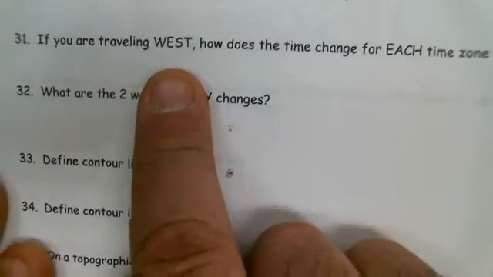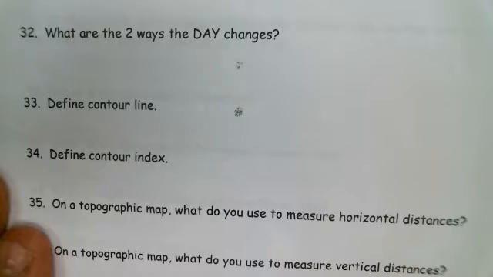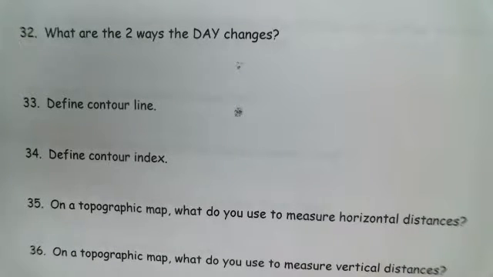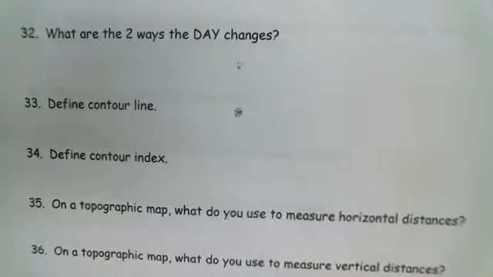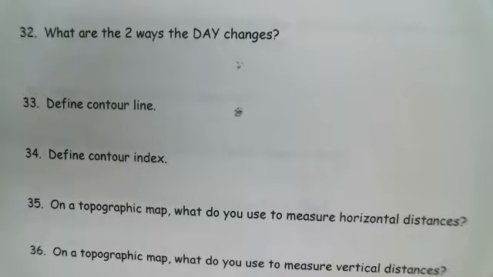Number 32. What are two ways for the day to change? One is to wait for midnight to pass by. That's kind of obvious, but the second way is to cross the international date line. That's like going from one time zone to the other, but not only do you change 1 hour, you also change the day. So wait for midnight to pass and cross the international date line.